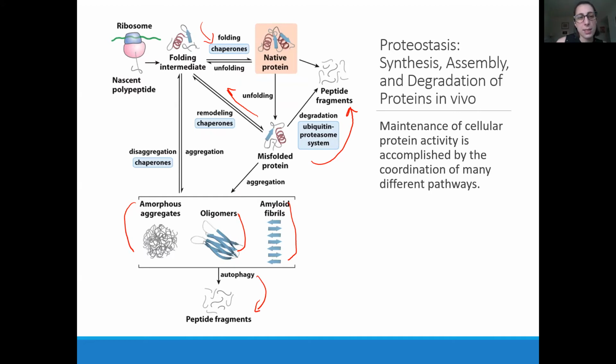So here you can see the way that the body deals with protein folding and keeps it at a homeostasis, essentially, which we call proteostasis. So how proteins are assembled, degraded, etc., according to their state of being folded or potentially misfolded.